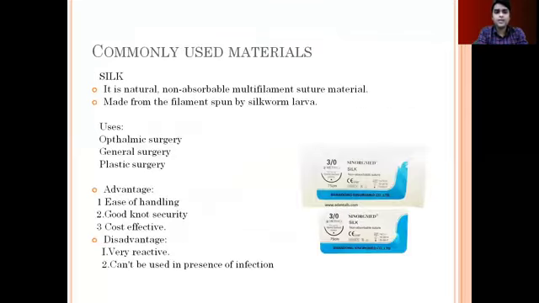Now coming to silk. Well, it is a natural non-absorbable multifilament suture material. It is made from the filaments spun by the silkworm larva. Its uses are in ophthalmic, general, and plastic surgery. Its advantages are ease of handling, good knot security, and cost effectiveness. The disadvantages are that it is very reactive and can't be used in the presence of infection.